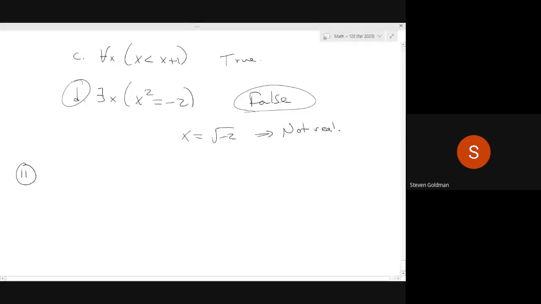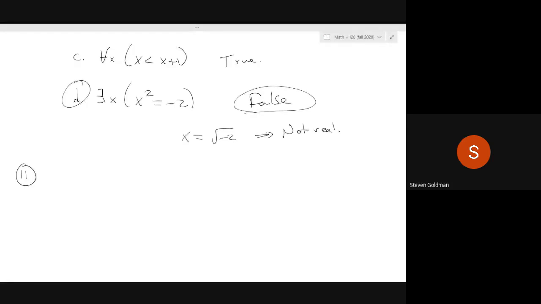Okay. 11 is as follows. 11 asked you, use a truth table to determine if the proposition, the negation of P if and only if Q, is logically equivalent to if P and Q, then not Q or P, and determine whether each of these propositions is a tautology, a contradiction, or a contingency.